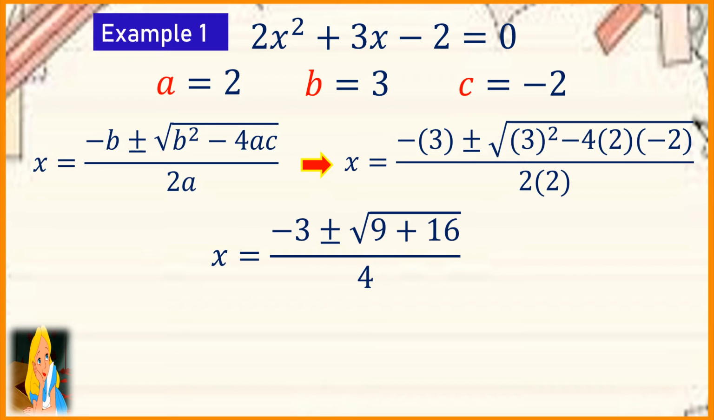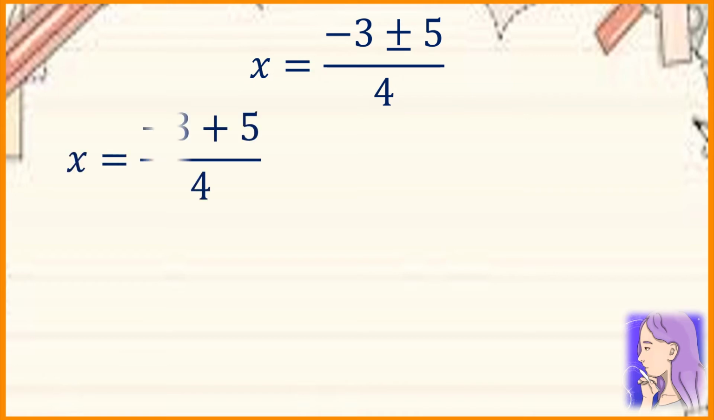Simplifying further, 3 squared is equal to 9 and minus 4 times 2 times negative 2 is equal to positive 16. So inside the square root, we have 9 plus 16, and 9 plus 16 is equal to 25. And we all know that the square root of 25 is equal to plus and minus 5. So we will be getting x is equal to negative 3 plus and minus 5 over 4. From here, we are going to solve for x.